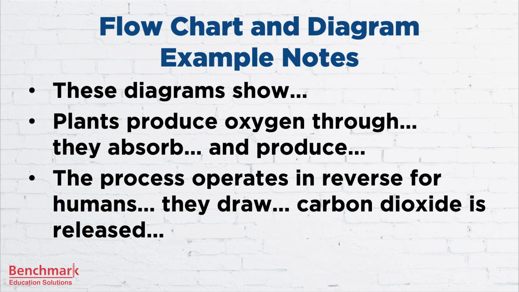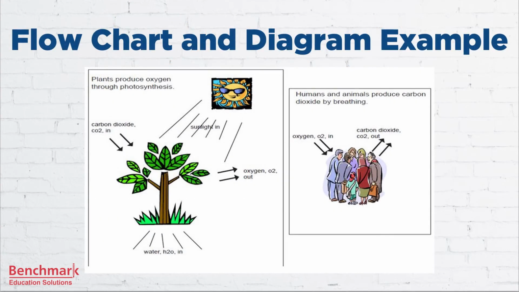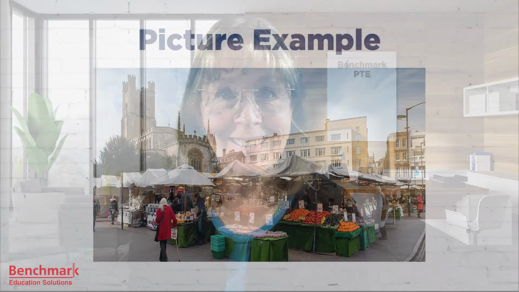Notice how the speaker describes both diagrams and shows how they are different. She does this by pointing out that the process operates in reverse for humans. She also uses all of the parts of the diagram to her advantage, including the leaves and water in the images, as well as the chemical names listed on the diagram. Now let's look at our next example, a photograph. Think how you would describe this photo to someone who can't see it.